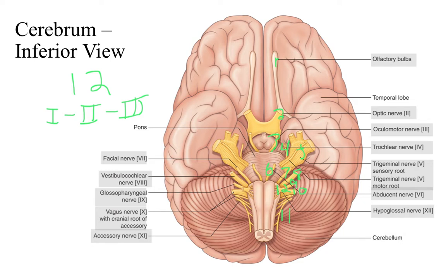So your job is not only to be able to recognize them, but know what their common name is. For example, the olfactory bulbs are part of the olfactory nerve, which is cranial nerve 1, as well as the general function of the cranial nerves and whether it's sensory or motor.